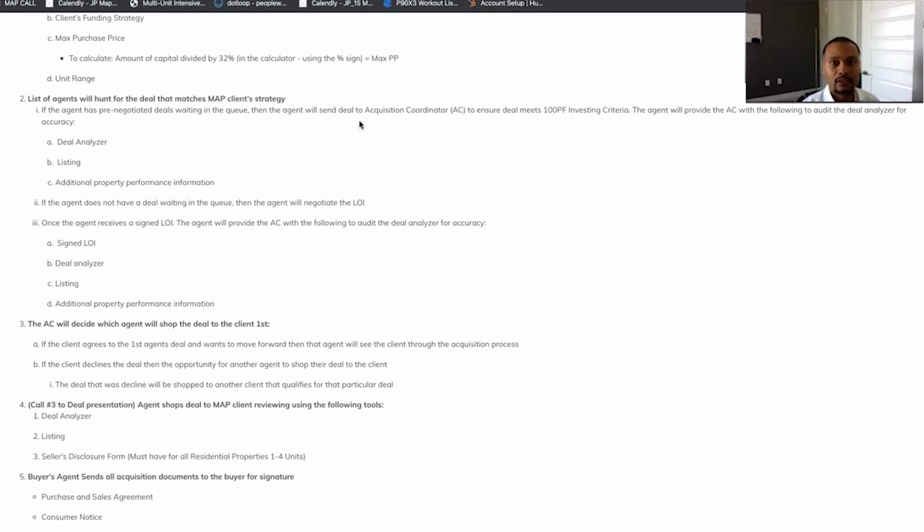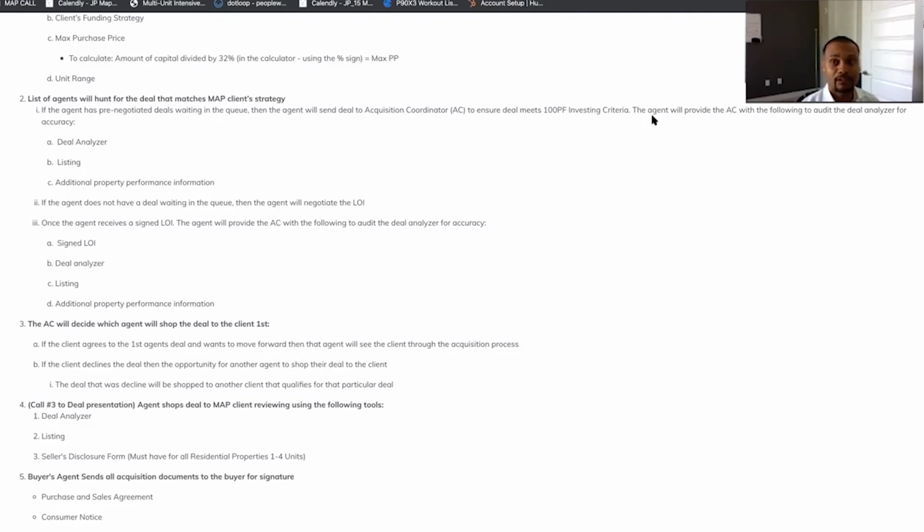Then the agent will send the deal to the acquisition coordinator, who is like your point man, who advises you on what to do and when to do it, your liaison between you and all the other real estate professionals out there, to ensure the deal meets the 100 PF investing criteria: it's got to have cash flow, $100 per door; it's got to have 10% cash on cash return; and it's got to have built-in equity or value add opportunity. Okay, so those are the 3 criteria.